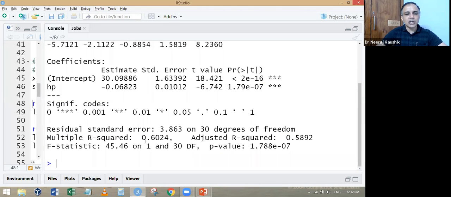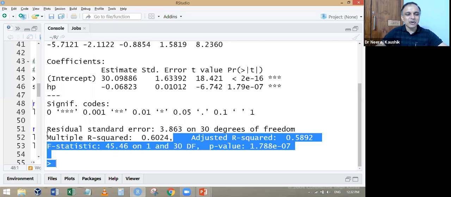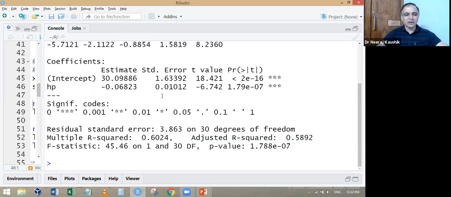The first value is about the R square. Since it's free of cost, it is not giving you tables etc., so it gives you paragraph form. Multiple R square comes to 60%. It means 60% of the variations of MPG, miles per gallon, are explained by horsepower, 60% of that.